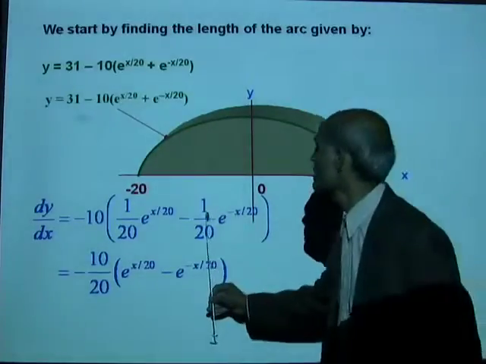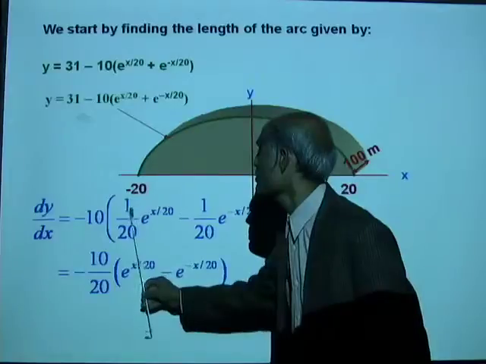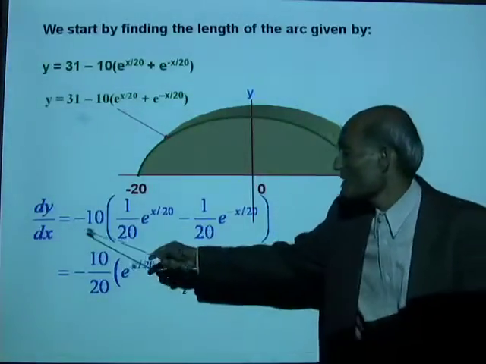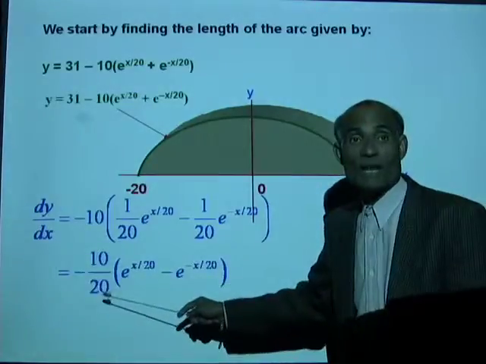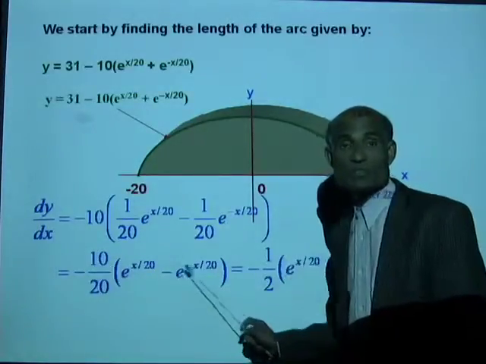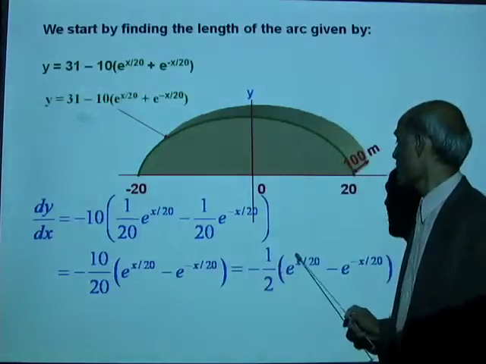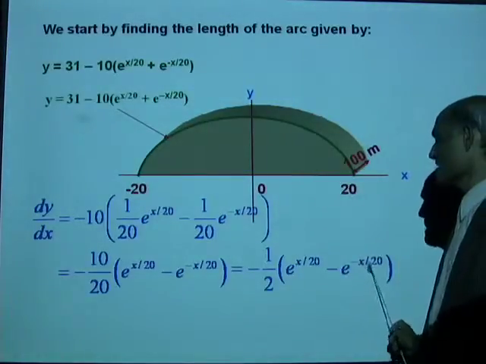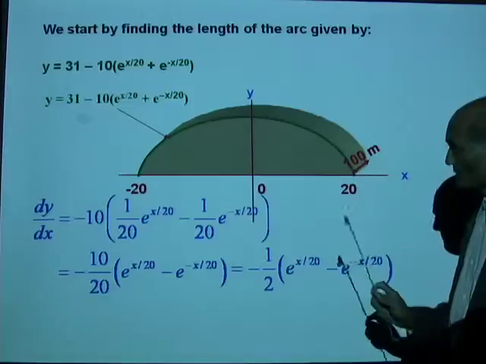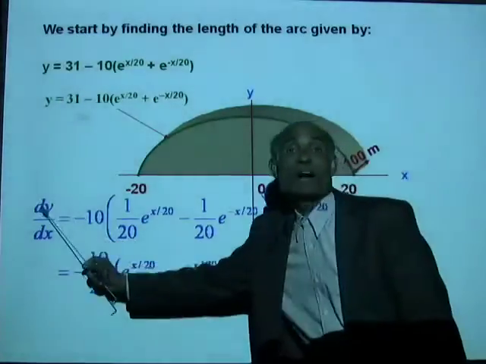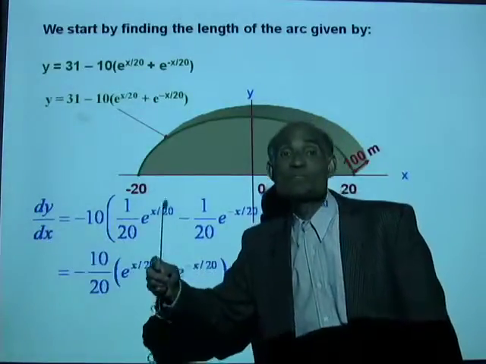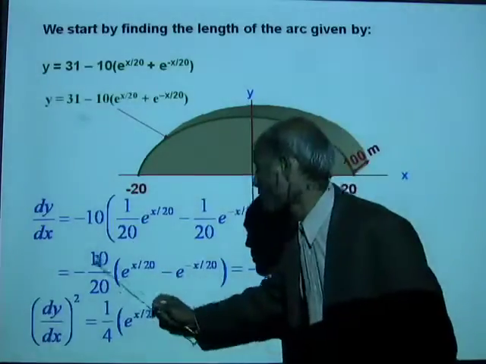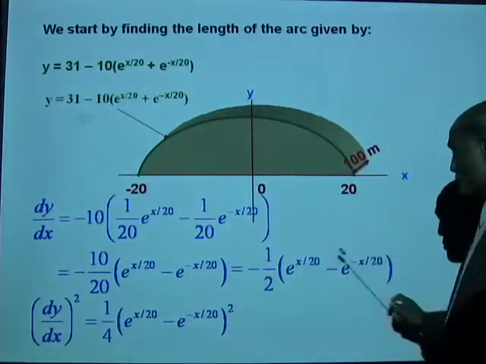All we did is we factored out this 1 over 20. That gave you that negative 10 over 20. That negative is right there. And that will be negative 1/2 times e to the power of x over 20 minus e to the power of negative x over 20. Well, that is dy by dx. We need to find dy by dx raised to the power of 2. So what do we do? Find the square of that.